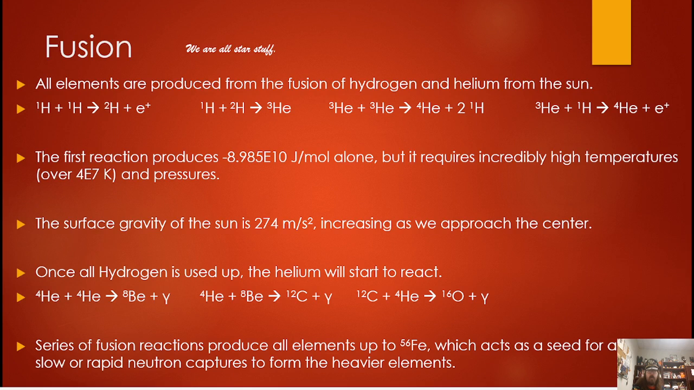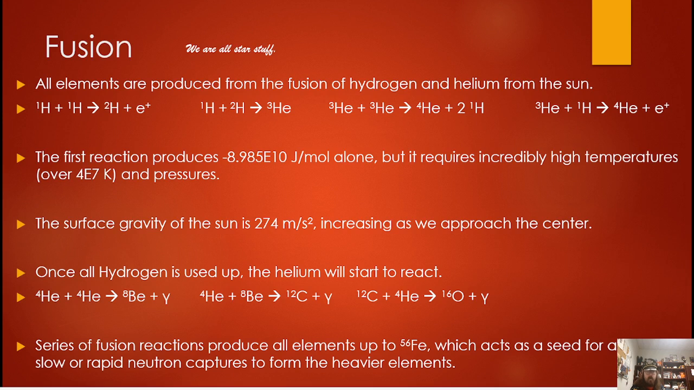Or if a hydrogen atom bumps into a helium-3, we can generate another positron and a regular helium. So all this process is just going on that produces helium and slowly converts all the hydrogens in the sun into helium. Each of these processes produces massive amounts of energy. That first reaction, per mole of hydrogen, produces something like 89 billion joules of energy.